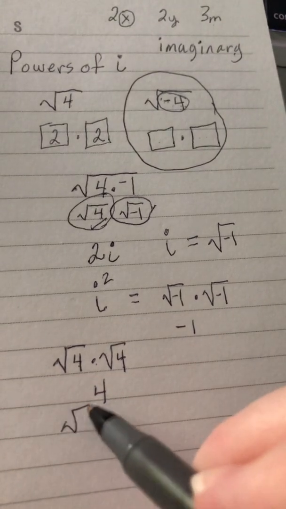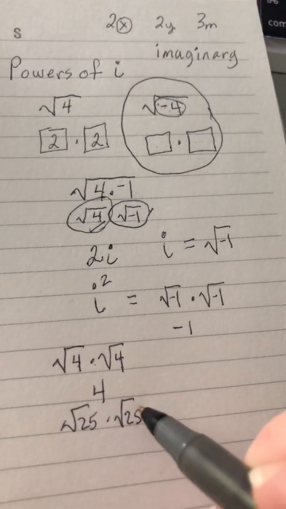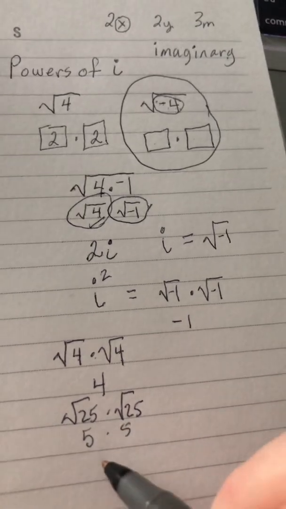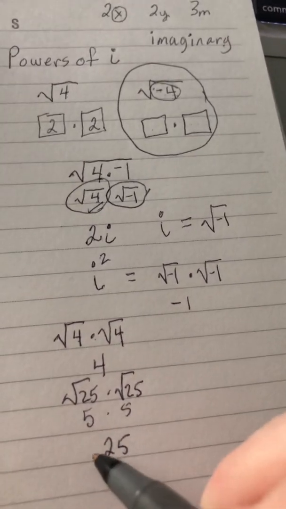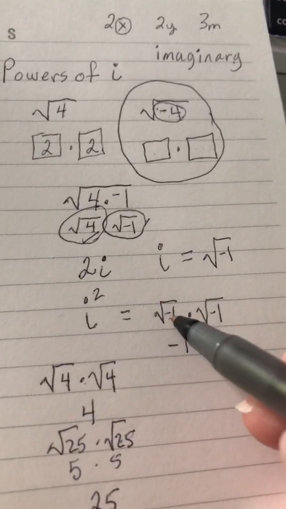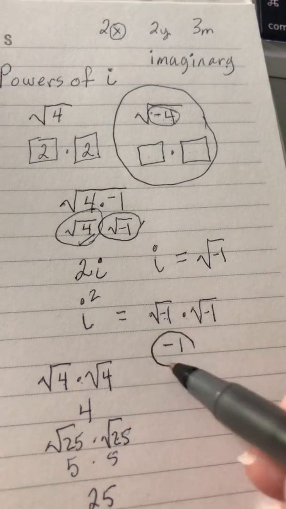The square root of 25 times the square root of 25. Well, that would be 5 times 5, which would give me 25, which was what was inside this radical. So if we have the square root of -1 times the square root of -1, the answer is -1.